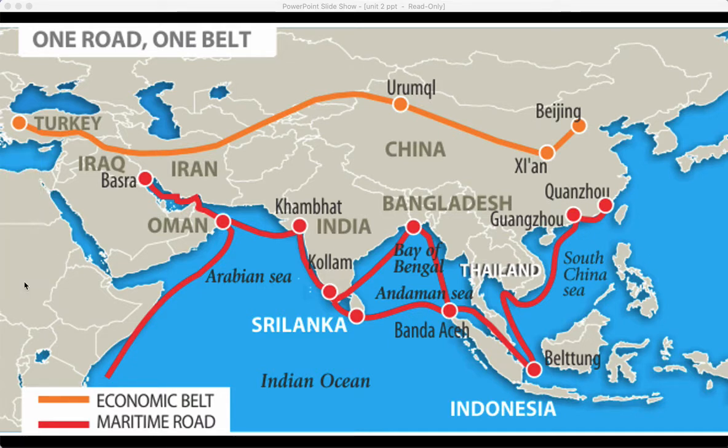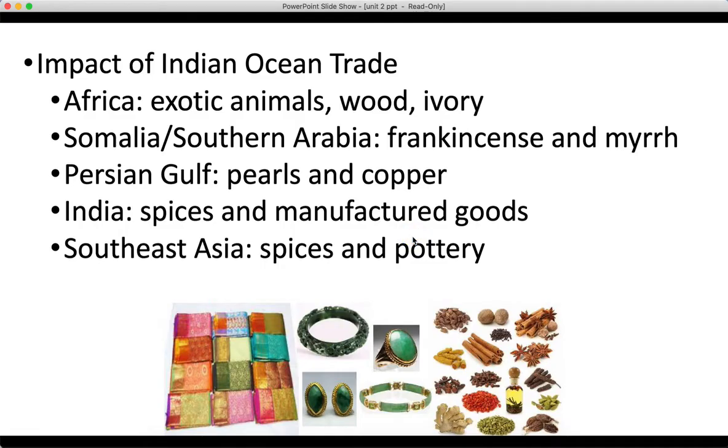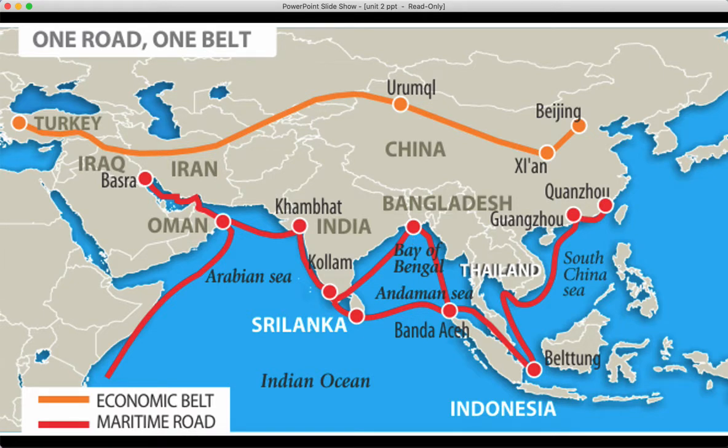So in the South China Sea, we're going to see that the primary traders are going to be Chinese and Malays. So this is the Malaysian Peninsula, so the people who live on it are ethnically Malay. This also will include Indonesia as well. So Chinese and Malaysian sailors are going to dominate the South China Sea region of the Indian Ocean Maritime System.